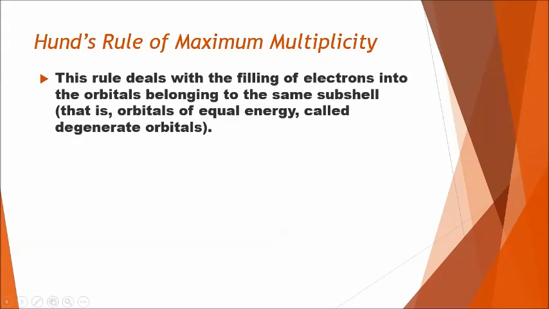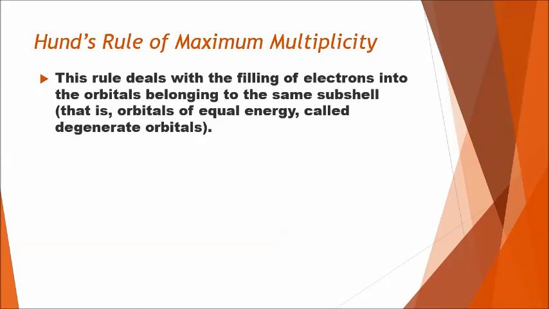Why? Because p is having three orbitals which are having equal energies, px, py, pz. Same way, the d orbital is having five orbitals, dxy, dyz, dxz, dx square minus y square and dz square. All are having the same energy, so they are said to be the degenerate orbitals.